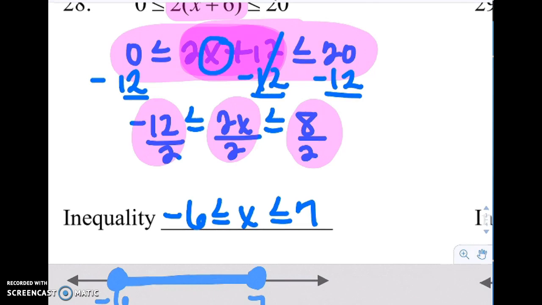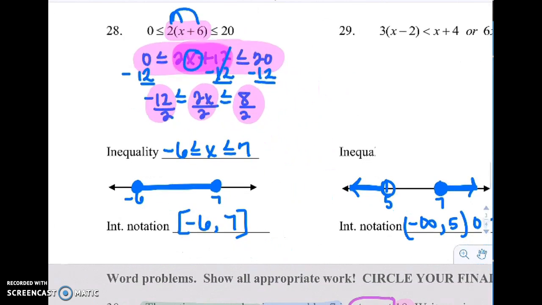And then that leaves our answer exactly the way we want it. We want to write our and examples as single inequalities. Negative 6 is less than or equal to x is less than or equal to 7. And our interval notation is represented right there.